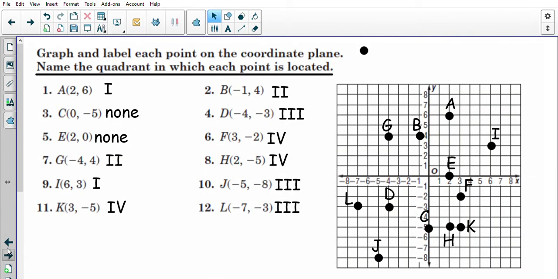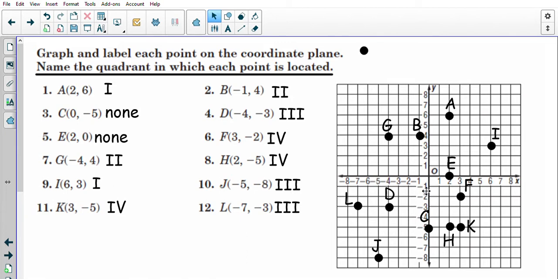So our next set of questions, you can actually already see these up on your screen. The answers are already here, but this is the easiest way to do this ahead of time instead of trying to do it with you during the video. It says in the directions to graph and label each point on the coordinate plane. Name the quadrant in which each point is located. So point A is at 2, 6. We're going to start at 0, 0, go to the right 2, up 6, put a point, label it with an A. It is in quadrant 1.